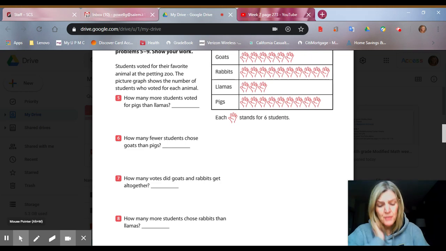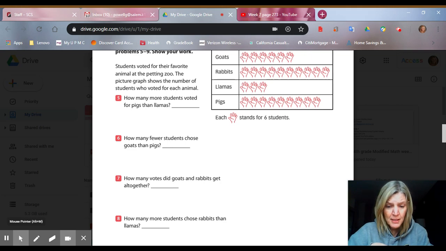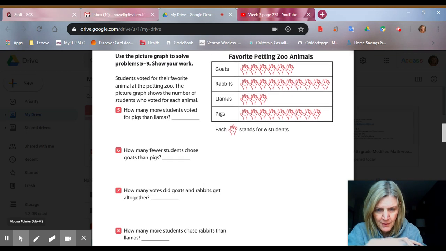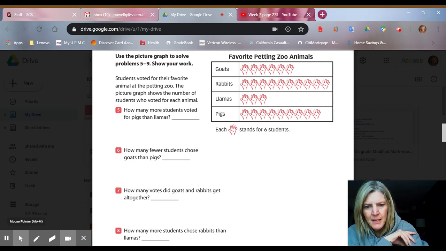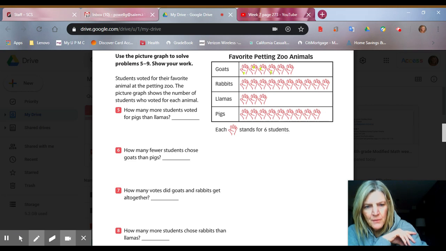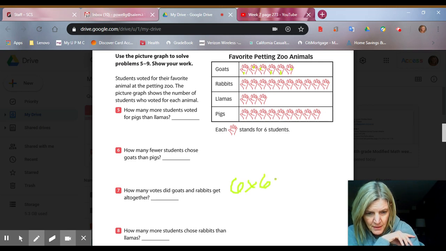Okay, so you have to understand the question first. They're asking all together. So are we adding or subtracting? You want to find all together, you're going to add. So let's find out. Goats and rabbits. Goats had 1, 2, 3, 4, 5, 6. And if you remember, 6 times 6 is 36.